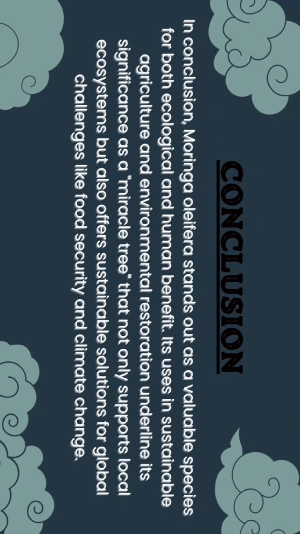In conclusion, Moringa oleifera stands out as a valuable species for both ecological and human benefit. Its uses in sustainable agriculture and environmental restoration underline its significance as a miracle tree that not only supports local ecosystems but also offers sustainable solutions for global challenges like food security and climate change.